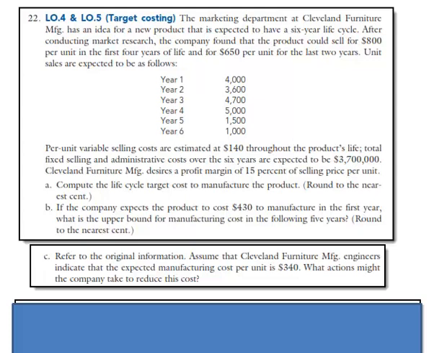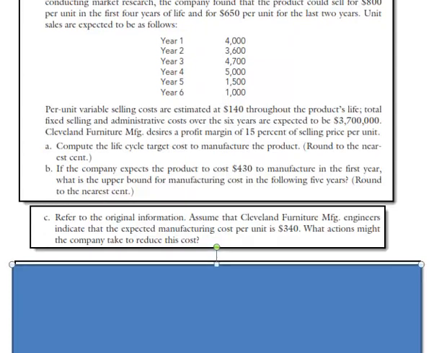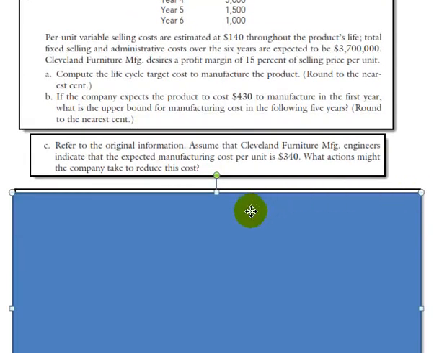So Part A asks us to compute the life cycle target cost to manufacture the product. Part B says if the product cost $430 in the first year, then what's the most it can cost in the remaining 5 years? And again, we're trying to hit that 15% selling price per unit. And then Part C asks us to assume that the company engineers indicate that the expected manufacturing cost is $340. What could we do to reduce the cost? All right, so let me slide down a little bit, and I'll slide back up if we need the information.